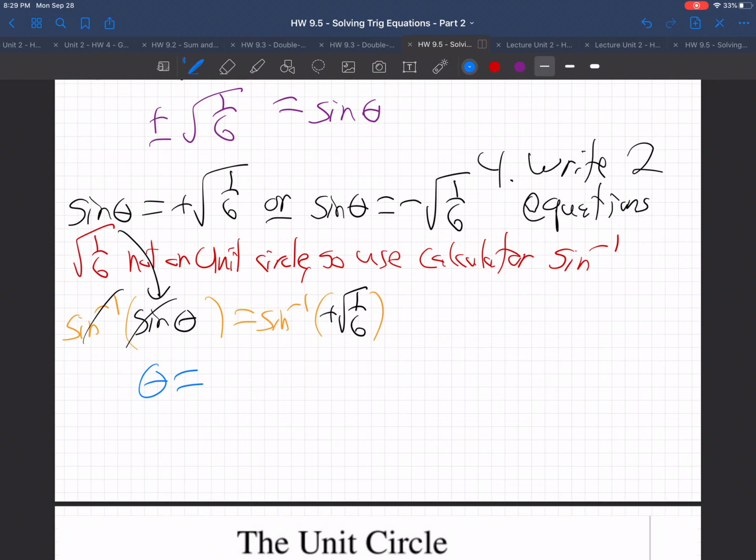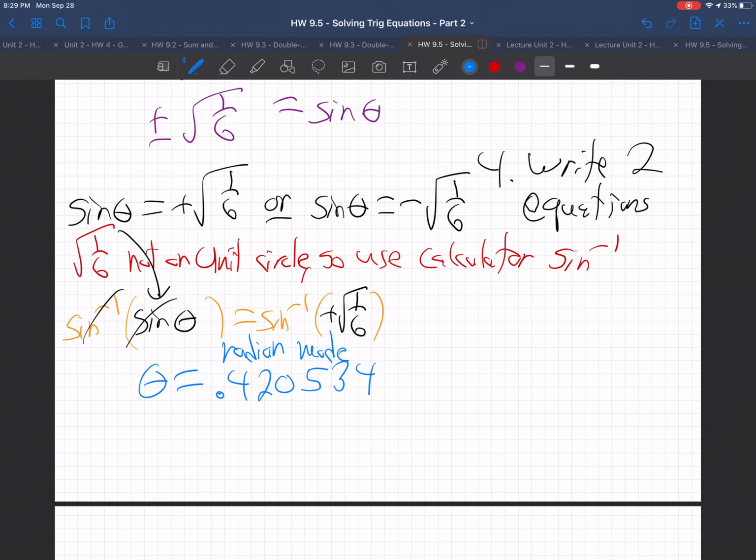Hit the buttons on your calculator. Make sure you're in radian mode right here, and hit the sine inverse. Check your mode. Make sure you're in radian mode. Sine inverse of the square root of 1/6, and I'm getting 0.42053. That's enough digits. All right. So now what do we do? That's my angle, but that's not the only answer.